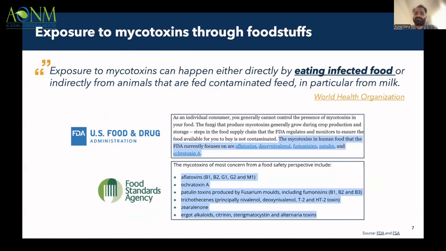So mycotoxin exposure through food is very, very well recognized in the US through the FDA and in the UK, for example, through the Food Standards Agency. And you will see some of the same culprits, for example, aflatoxin and ochratoxin. These are very important to note because they are the primary suspects when we discuss mycotoxin exposure through food.